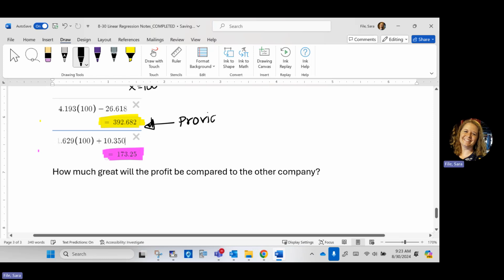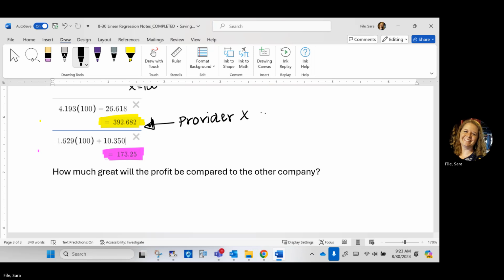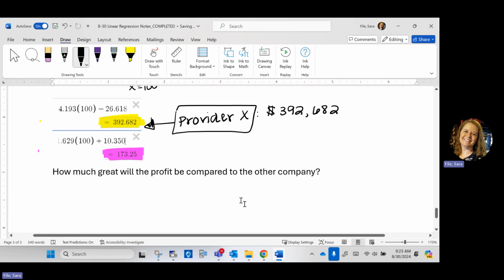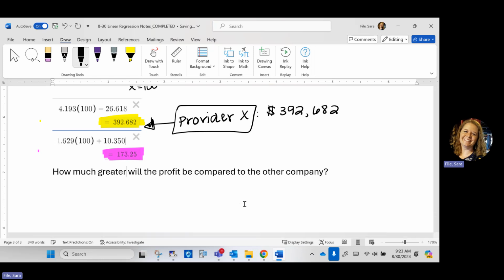So provider X, and remember it's in thousands, so this is $392,682. Okay, so provider X provides the largest profit. Now the second question off of that says, how much, and again, that's a typo, greater. How much greater will the profit be compared to the other company?